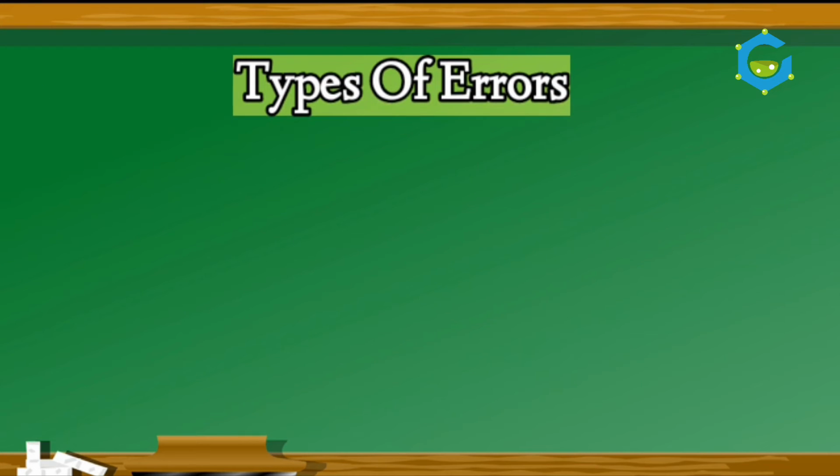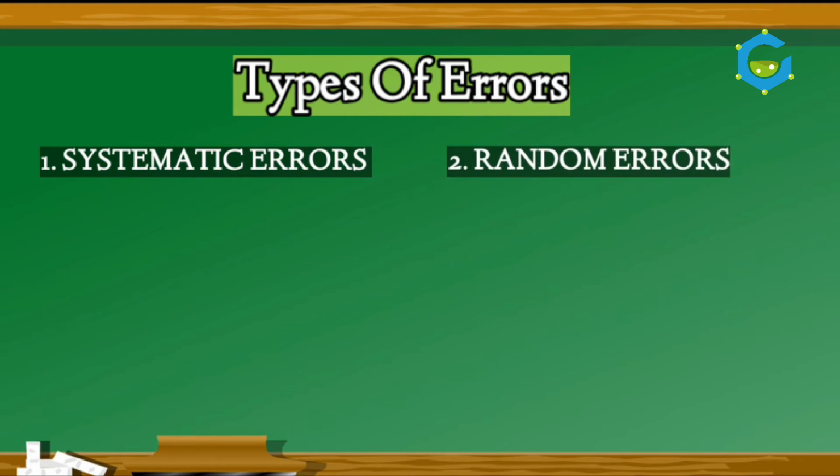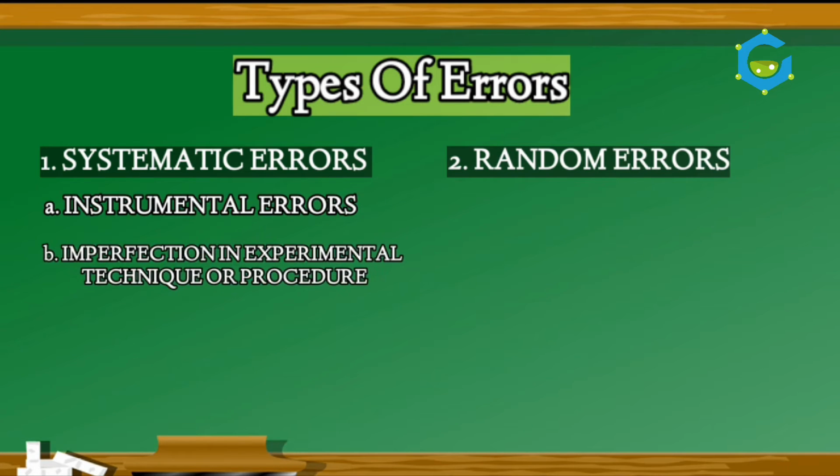Now, let us learn about the types of errors. In general, the errors in measurement can be broadly classified as systematic errors and random errors. Now again, the systematic errors are classified as instrumental errors, imperfection in experimental technique or procedure, and personal errors.